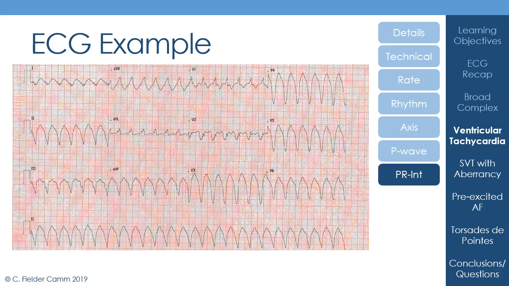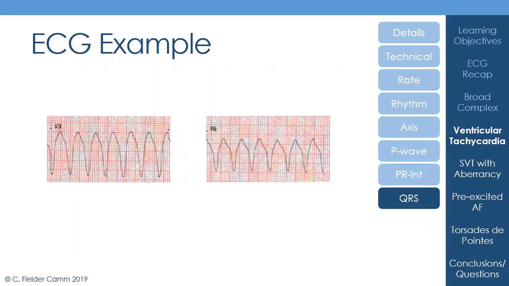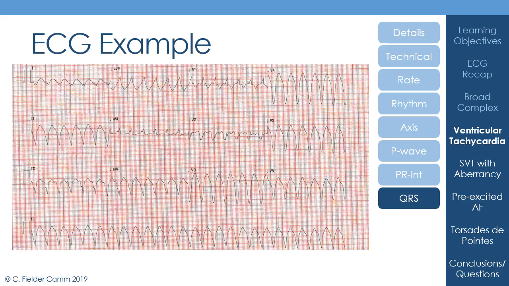And I therefore can't calculate a PR interval. What about the QRS complex? Well, I think that's got to be where our money is, right? So let's pull out a couple of leads here. Well, certainly it's broad, isn't it? So 160 milliseconds is really getting on and very broad, actually.